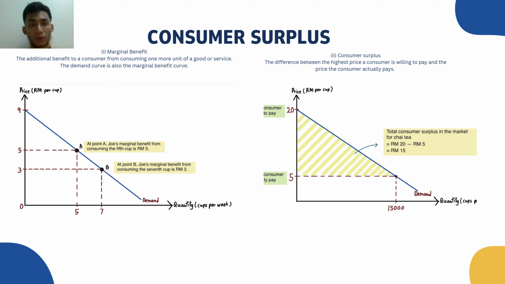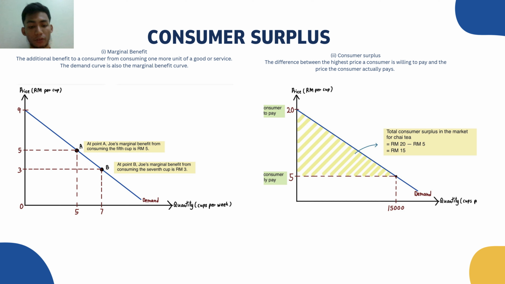For example, at point A, Joe's marginal benefit from consuming the fifth cup is RM5, meaning he is willing to pay up to RM5 for that cup. At point B, when consumption increases to the seventh cup, the marginal benefit falls to RM3, indicating lower additional satisfaction from extra consumption. And now let's move to the right graph, which illustrates consumer surplus. The vertical axis represents price and the horizontal axis represents quantity demanded.